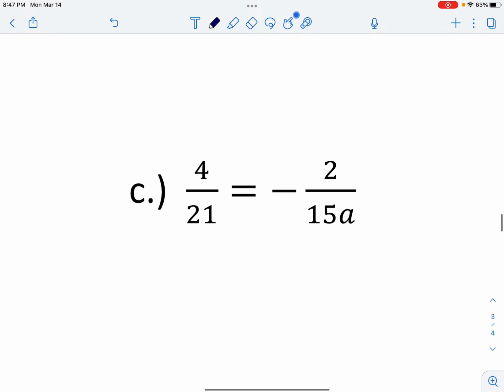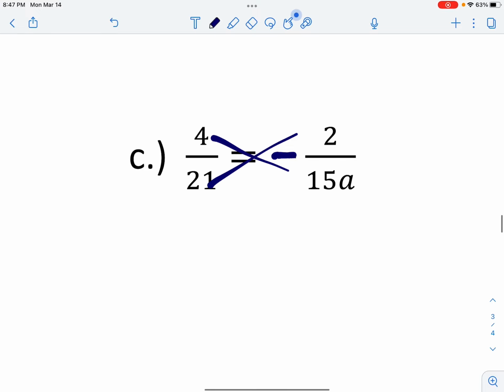Number 4, cross multiply. This negative is going to go with the top number. It doesn't really matter which number it goes to, because if one's negative, when you divide it out you're going to get a negative answer anyway. But I always like to keep it on the top. That way I don't forget about it.